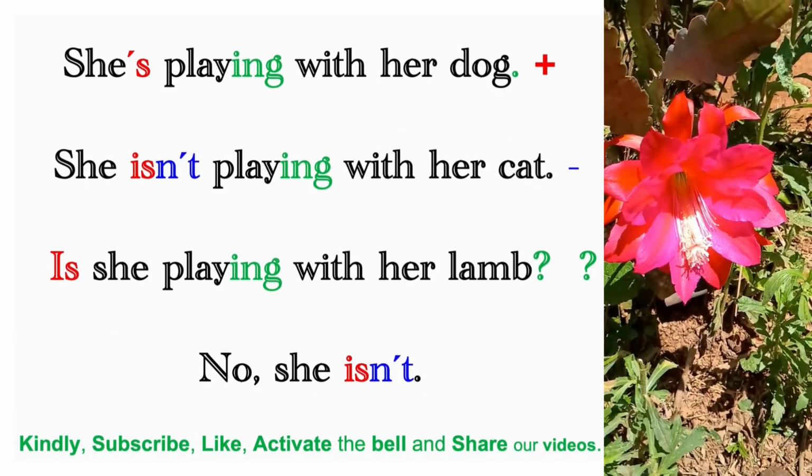She's playing with her dog. She isn't playing with her cat. Is she playing with her lamb? So this word is pronounced lamb. It's a small, little sheep. No, she isn't. Let's repeat after me these examples.